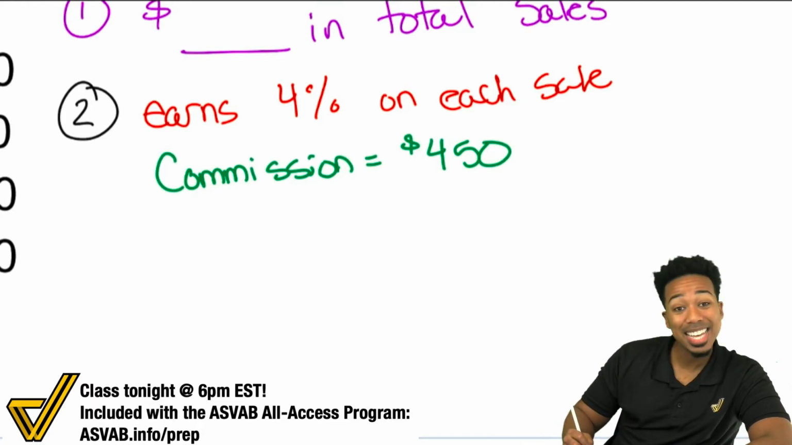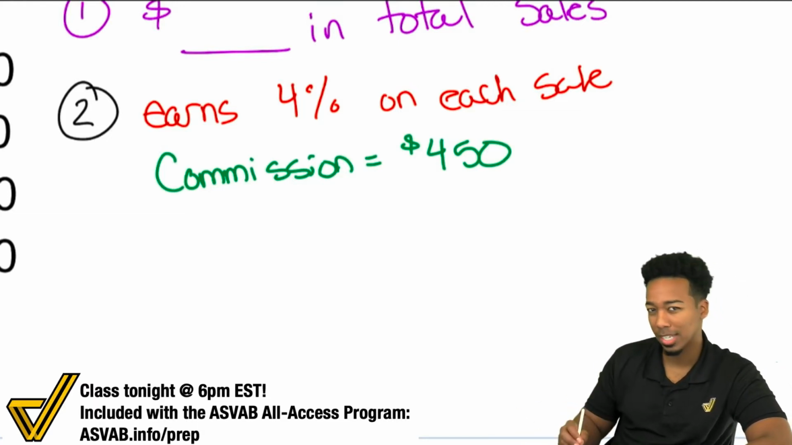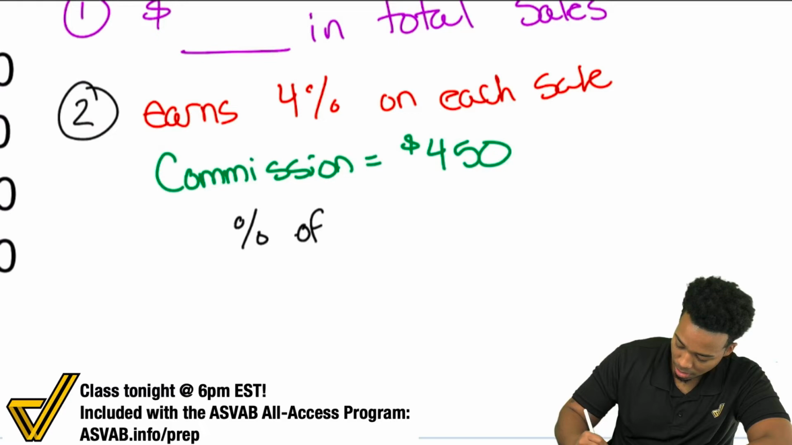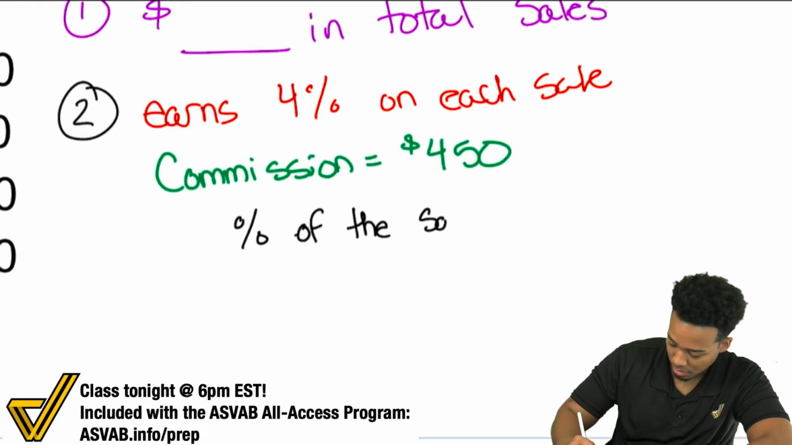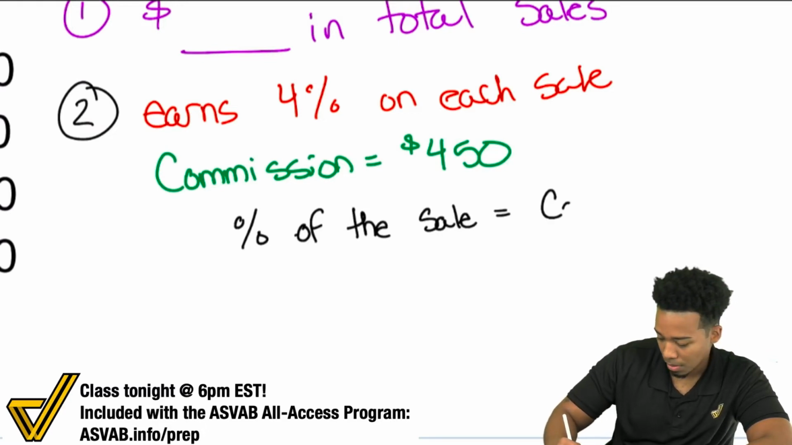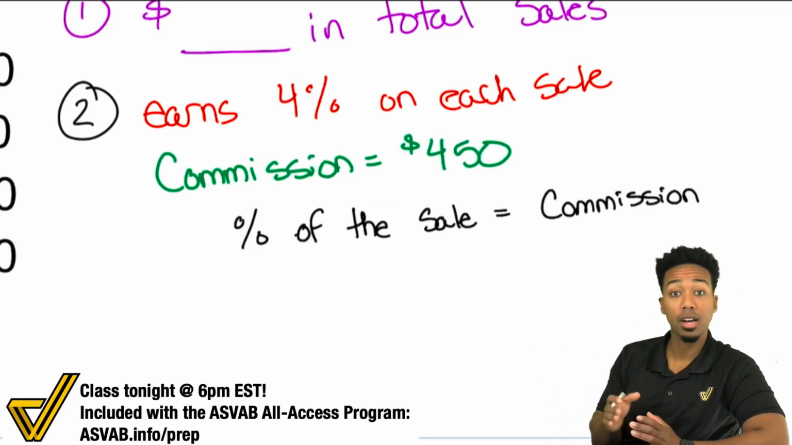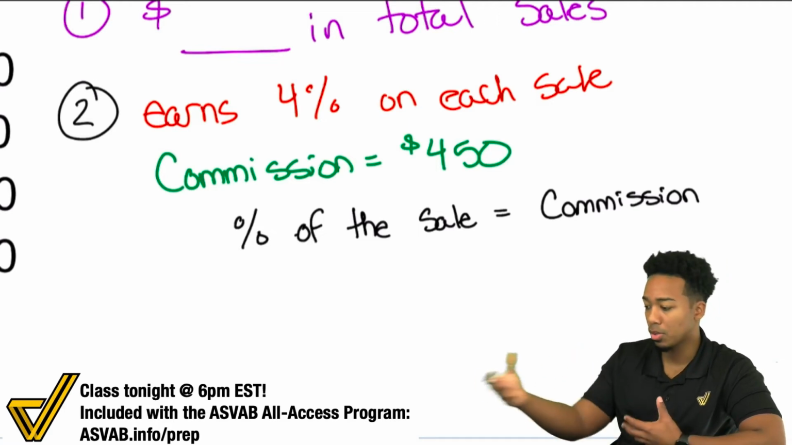Let's write this in English first and then translate it into math. So what we're saying is, the percent of the sale equals the commission. Yes or no? Is that true or false? Just speaking in plain old English here. The percent of the sale gives you the commission check.